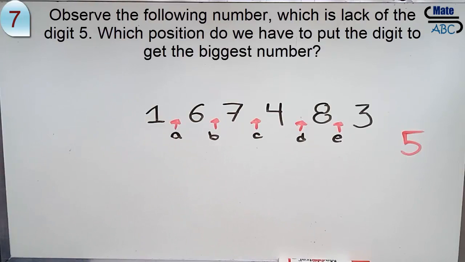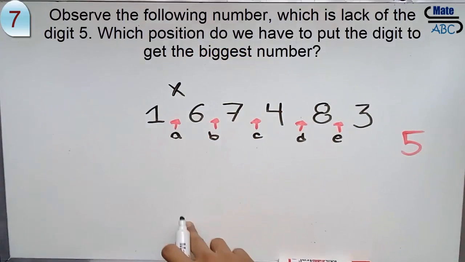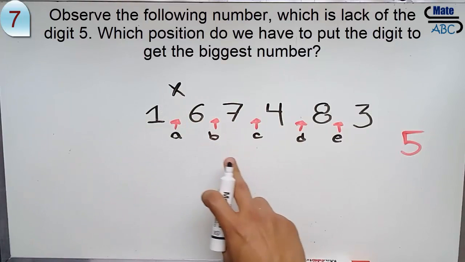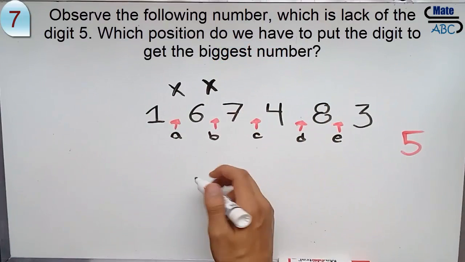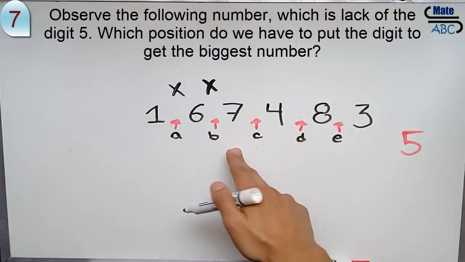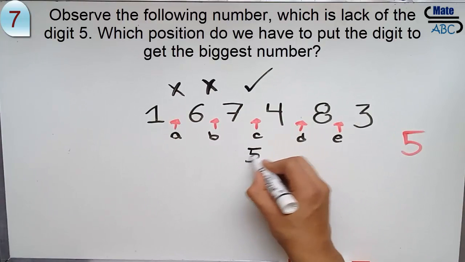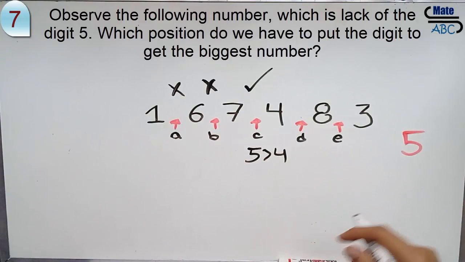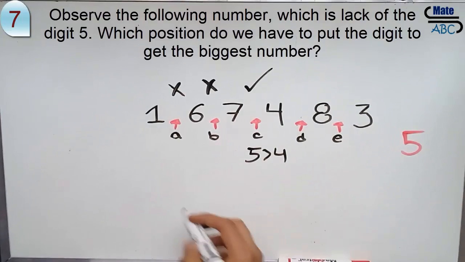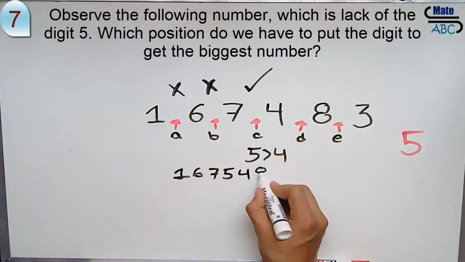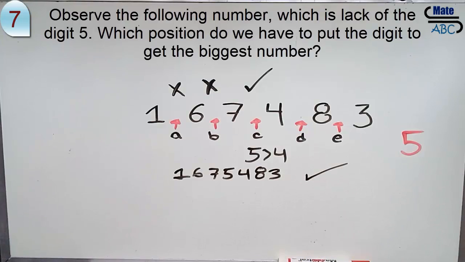So we can apply the same reason to the others. We cannot put it here because 5 is less than 6. And we cannot put it here because 5 is less than 7. But we can put it here because 5 is greater than 4. And for example, we have 1, 6, 7, 5, 4, 8, 3. This is the correct answer.